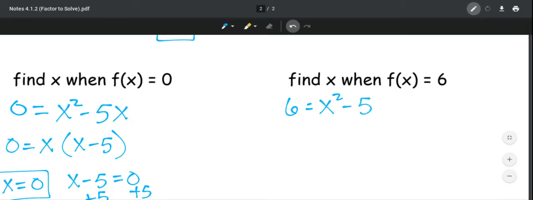Okay, so here's my problem. First job is to get it equal to 0. So I got to get rid of the 6. So I'm going to subtract 6 on either side.